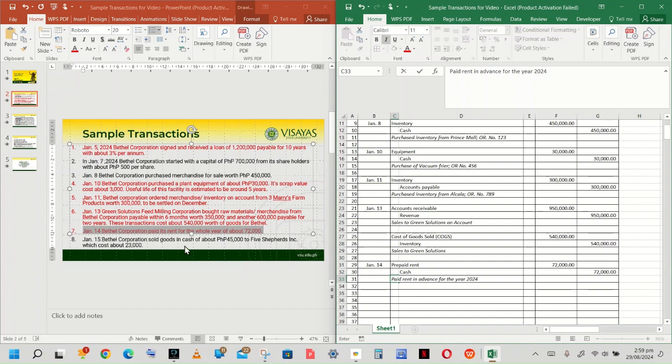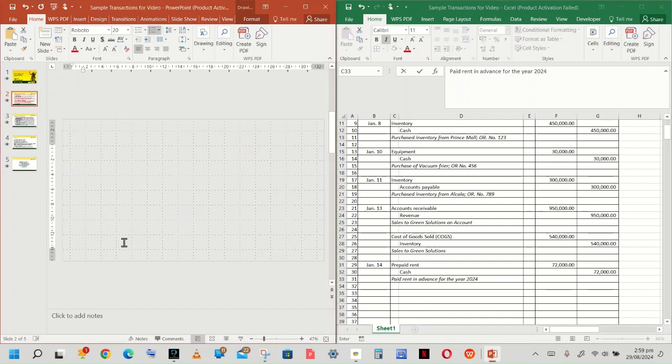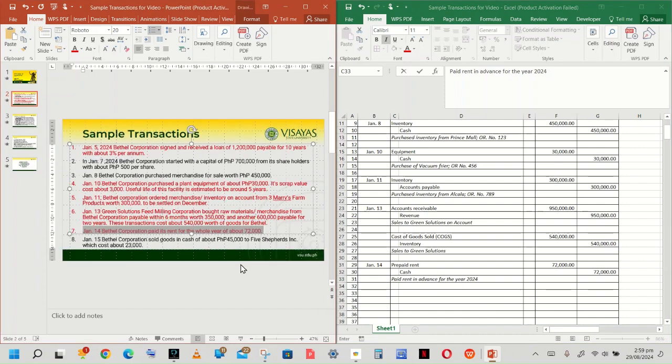Alright, for our next transaction class, sabi dito, January 15, yung Bethel Corporation, nakabenta daw siya ng goods in cash for about 45,000 to 5 Shepherds Incorporated, which cost 23,000. So, again, may transaction. First transaction natin, mamaya na yung inventory. Ano nangyari? Nagkaroon ng sales. So, let's indicate the date.